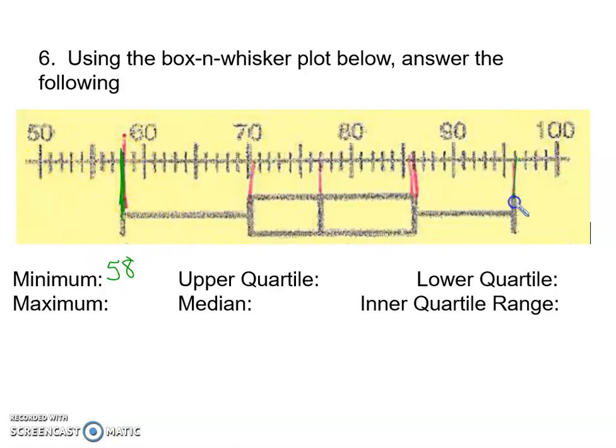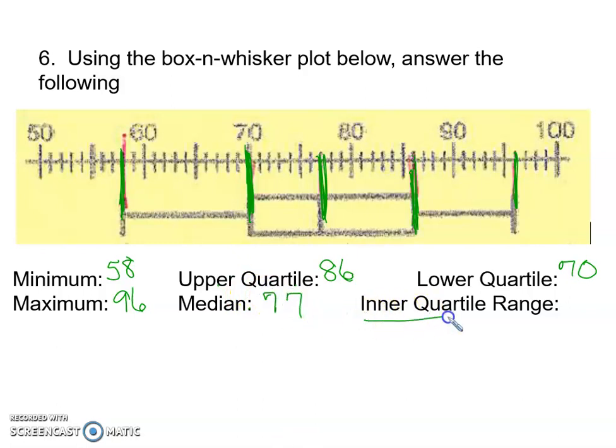Our maximum is the other end of our whisker, the high end. So that's at 96. Our upper quartile, remember that's the high end of our box, is right here at 86. The lower quartile is at the low end of our box, and that's at 70. Our median is the line in the box, and that's at 77.